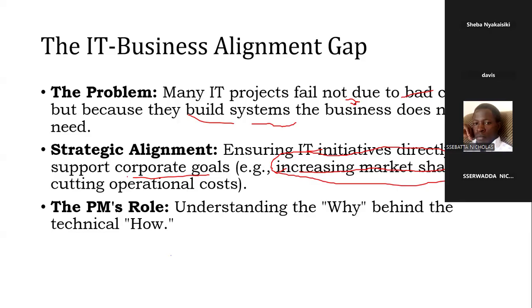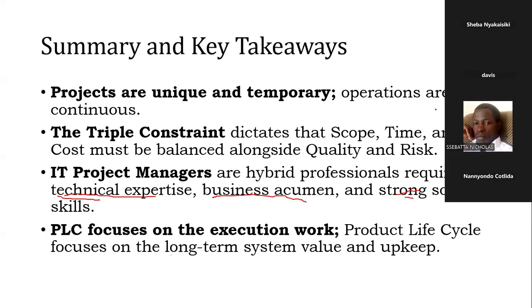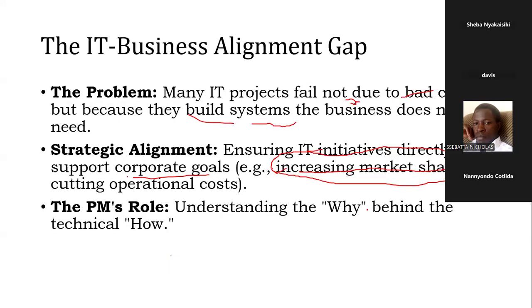We need to understand some of these terms because we are now not just techies anymore. Remember some of the things we pointed out earlier? The IT project manager is a hybrid. You are a technical expert, but you have business acumen and strong soft skills. So if you had this term from top management saying we want to increase our market share, what would that mean? What is management trying to tell you?